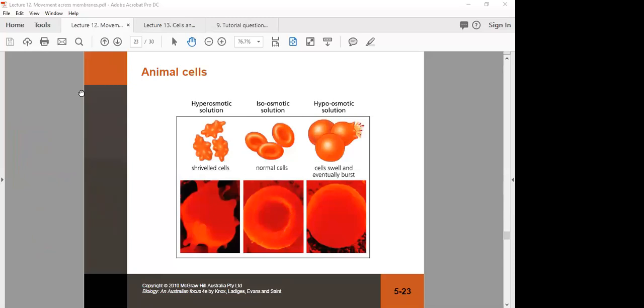Okay, so this time we're placing the cell in... there's our cell, and now we're placing it into a solution that has a very low solute concentration. So for example, 0.1% to 1% sodium chloride, which is much lower than what you would find inside the actual cell. So what would be the direction of water movement here in this case?